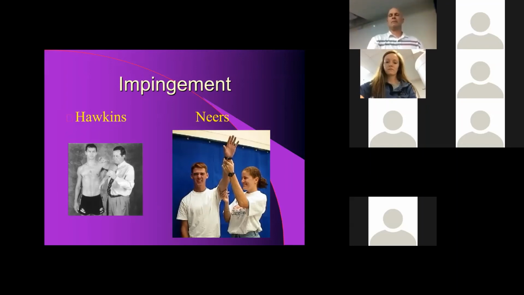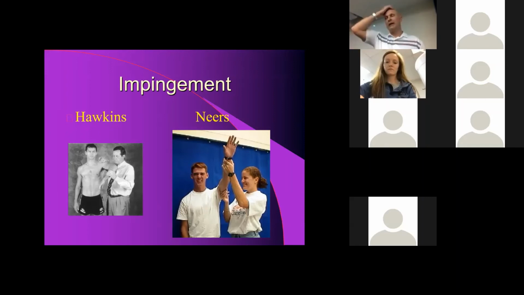I have a question. Yeah. So for Hawkins, you're going into internal rotation. Is that testing more the subscapularis, versus if you did the same thing but took it into external rotation, would it be the infraspinatus or teres minor, the opposite way? Does it work like that?